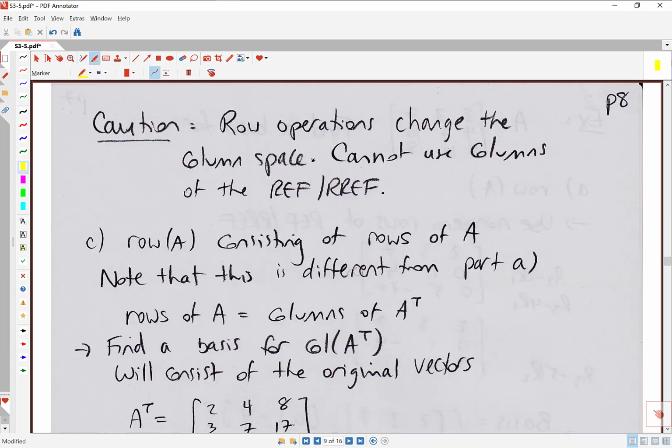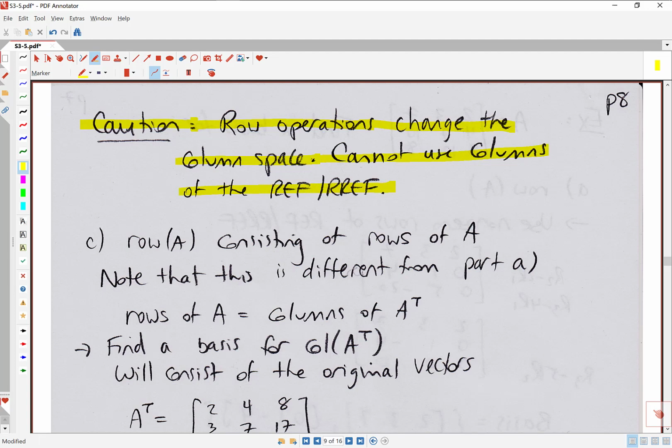So just a little caution that I wanted to draw your attention to. When we do row operations, those row operations change the columns of a matrix quite a lot. So if you do a row operation like row 2 minus 2 row 1 or something like that, that changes the linear combinations of the columns. So that's why we cannot just use the columns of the REF or RREF. You might think, oh, it'd be so nice if I could just put the matrix in REF and just grab the non-zero columns.